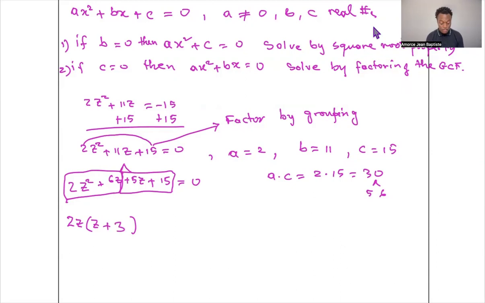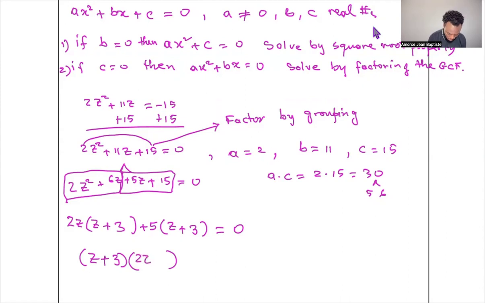Now let's work with the second group. What's the GCF? You may say 5. Factor it out. It's z plus 3. That equals 0. Now we can refactor because we see that each group shares the factor z plus 3. So let's factor the z plus 3 out. And then what's left for each group: first group is 2z plus 5 for the second group equals 0.